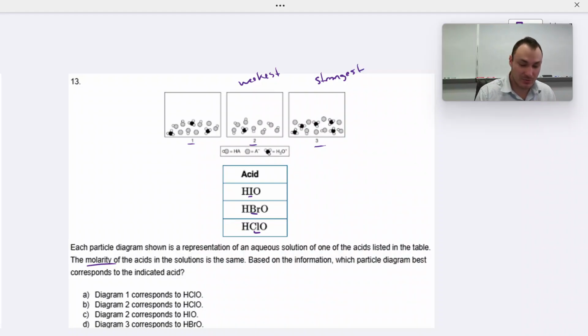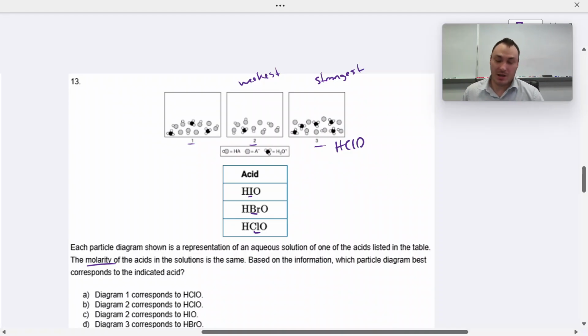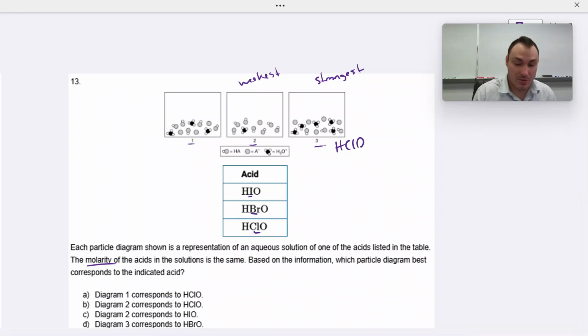So let me redo these. Let's call this A, B, and C. This one's going to be HClO. Next comes HBrO. This one's going to be HBrO. And the weakest one is going to be HIO.